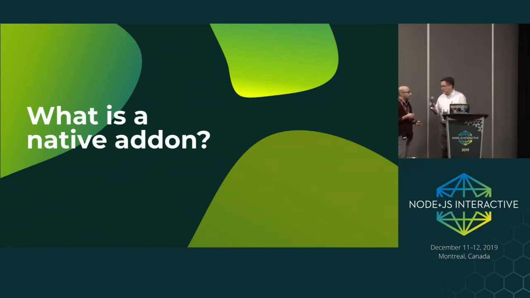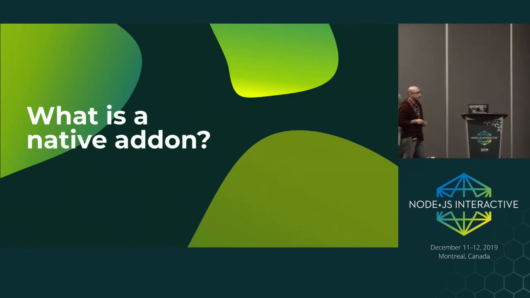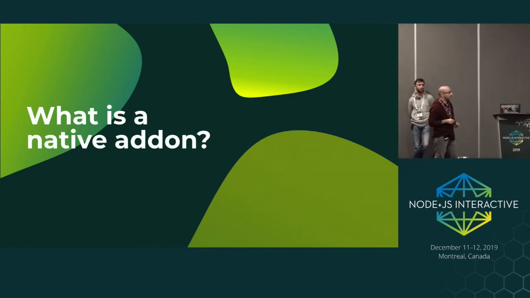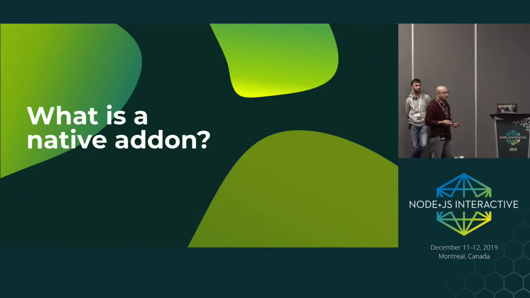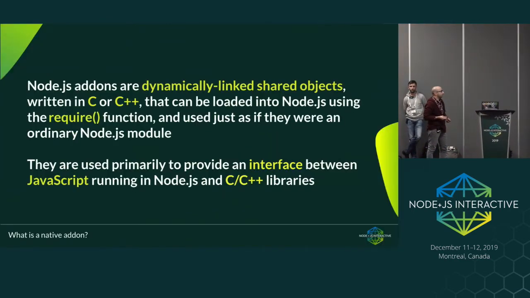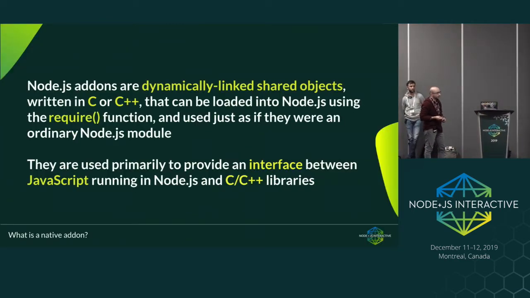Okay, so the purpose of this workshop is to teach you how to implement a native add-on using N-API, but before starting, you need to know what a native add-on is. We can refer to this definition that comes from the Node.js documentation. Native add-ons are defined as dynamically linked shared objects that can be loaded as any other JavaScript module through the require function, and they are written in C++.